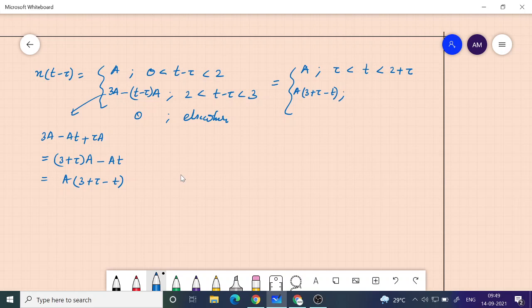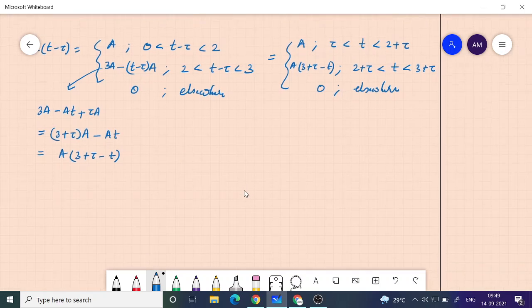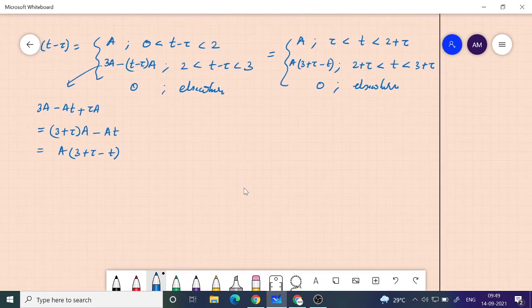Again, here also we are going to add tau everywhere, so it will be 2 plus tau less than t less than 3 plus tau, and then 0 elsewhere. Elsewhere means anything which is not covered by range 1 and range 2. So if you plot this function, once you have it in this way, then you can plot it.